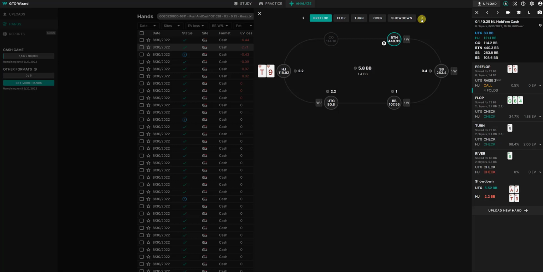Doing that in the hijack after the under the gun opens is pretty, excuse me, pretty not sure. I mean, you're opening yourself to be squeezed from a lot of the 3 players in front of you. Nevertheless, everybody folds, and the flop comes queen 8-4.